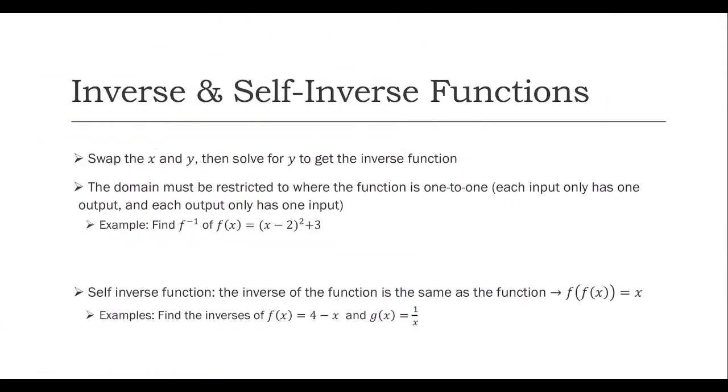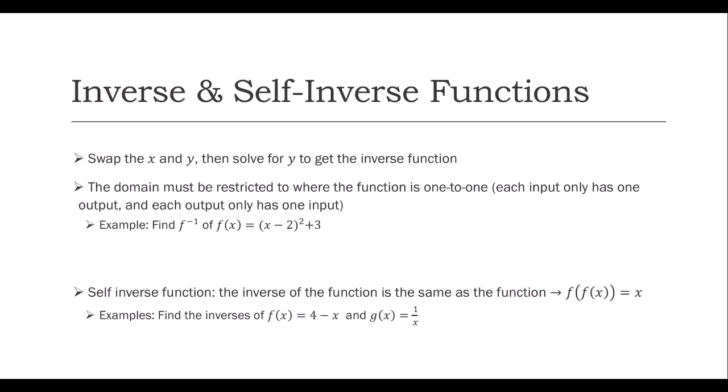Next, we'll talk about the inverse and self-inverse functions. So to find an inverse, you swap the x and y values and solve for y to get your inverse function. So your new y equals would be your f inverse of x. And the domain must be restricted to where the function is 1 to 1. So each input can only have one output, and each output can only have one input.